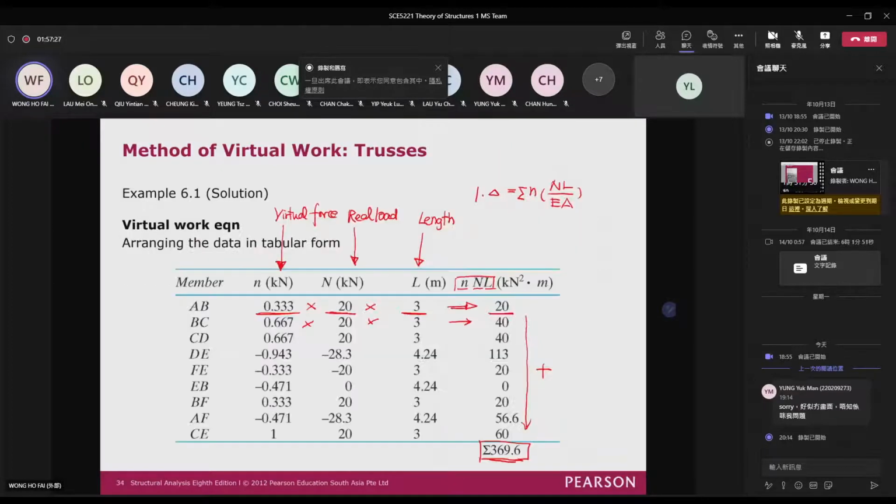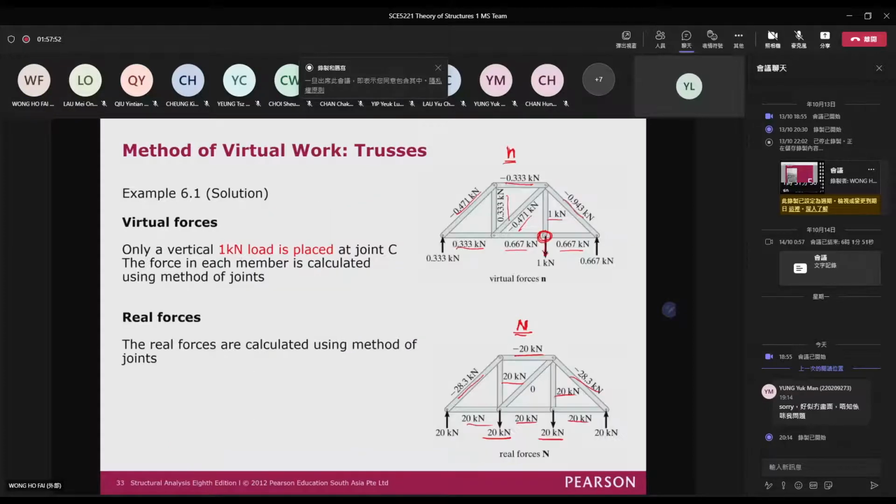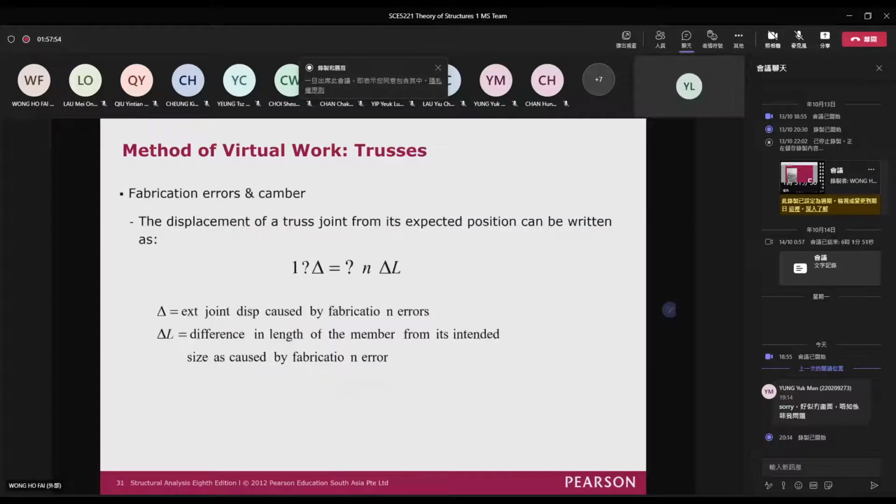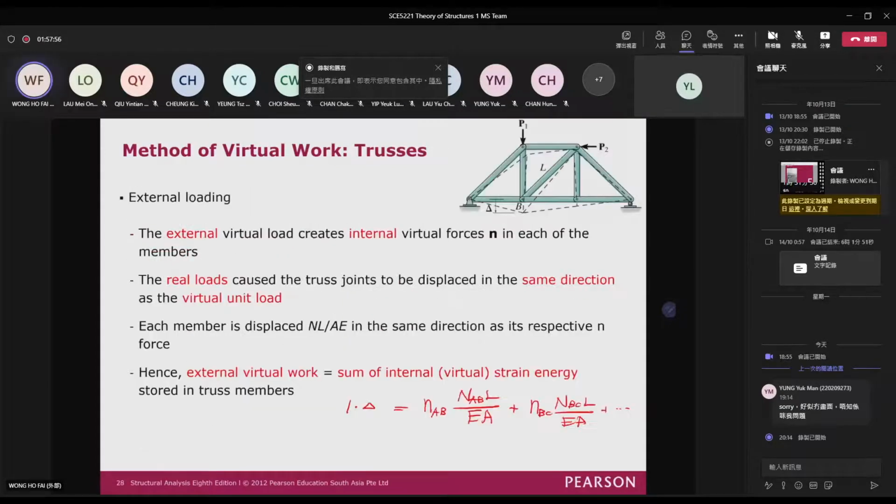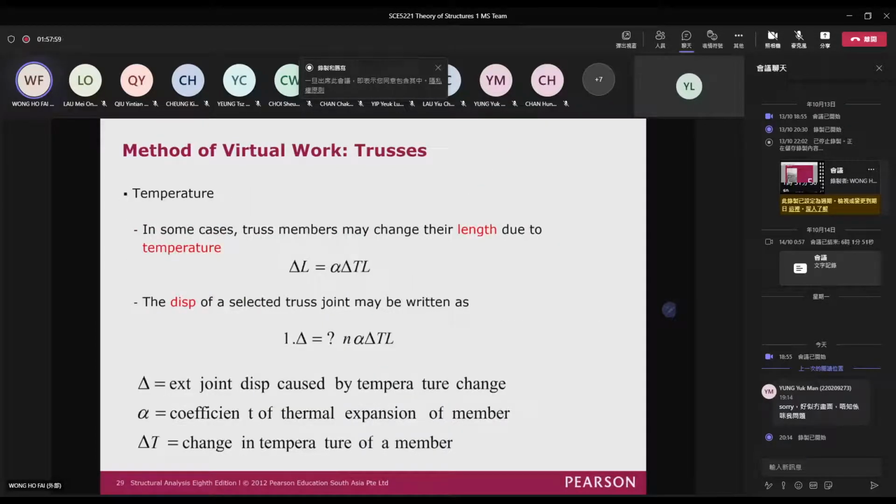Afterward, you list all the forces due to the virtual load and the real load, and then you multiply them together and find the value. After that, you add all of them together and divide by EA. So if you understand this idea, you can further extend it to other situations.